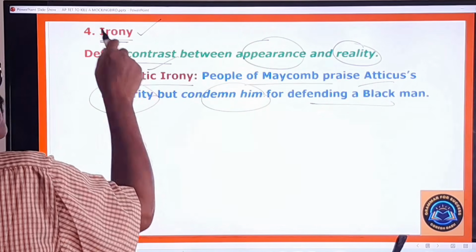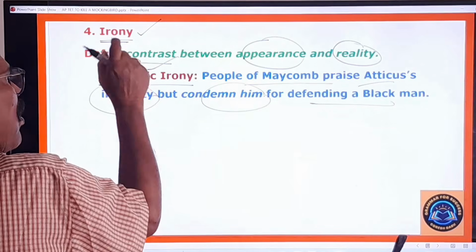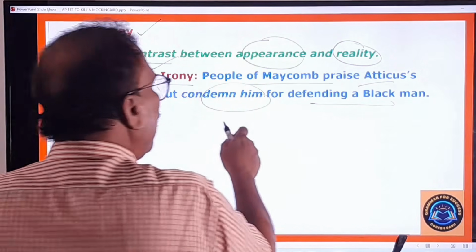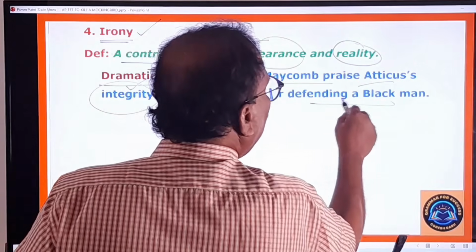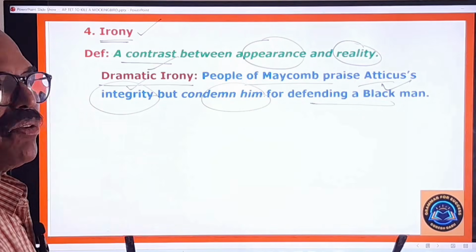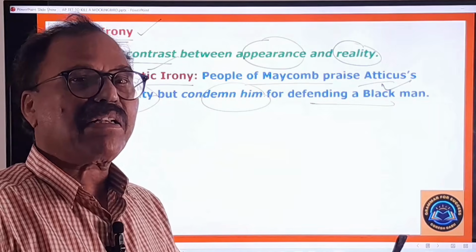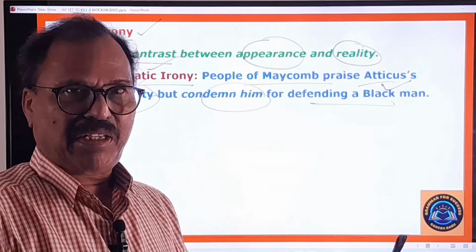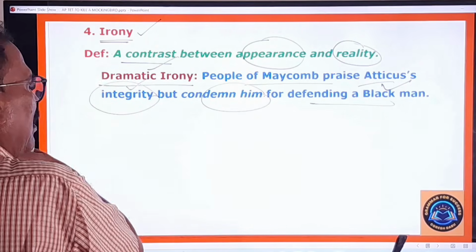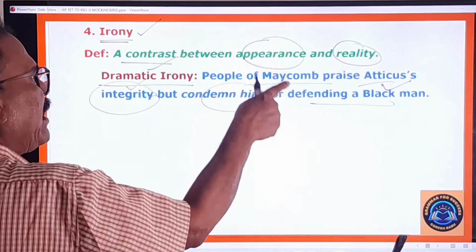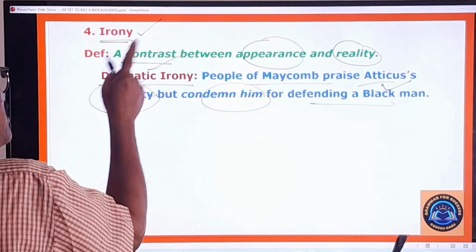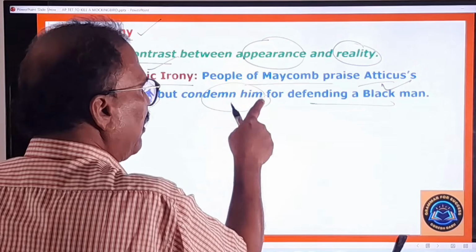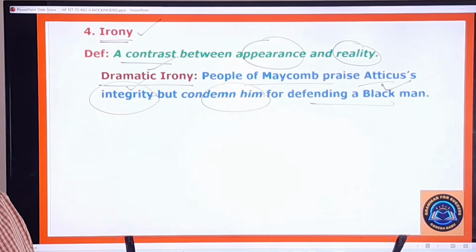People praise Atticus Finch for his integrity, for his honesty, for his sincerity and all that. But at the same time, they condemn Atticus Finch for defending a black man. Because in those days, defending a black man was deemed to be a crime, a bad thing, an insulting thing. That's why the people of Maycomb praise Atticus Finch's integrity, sincerity and honesty, but at the same time, they condemn him for defending a black man. So this is called dramatic irony.